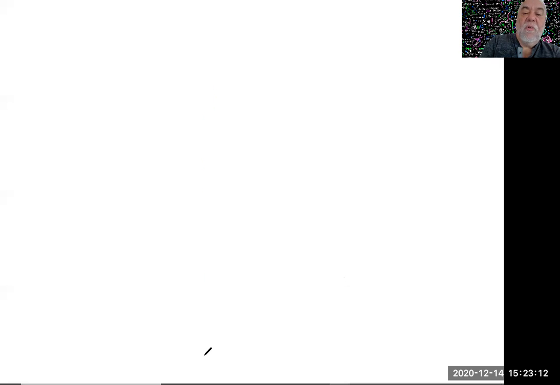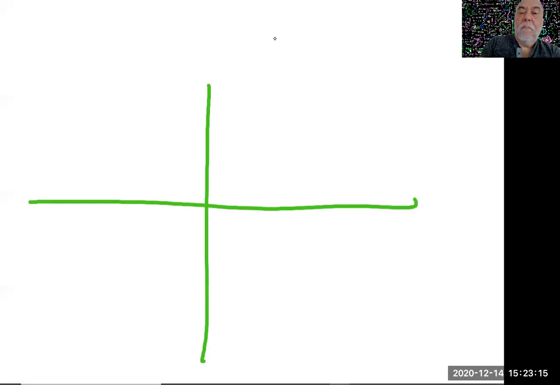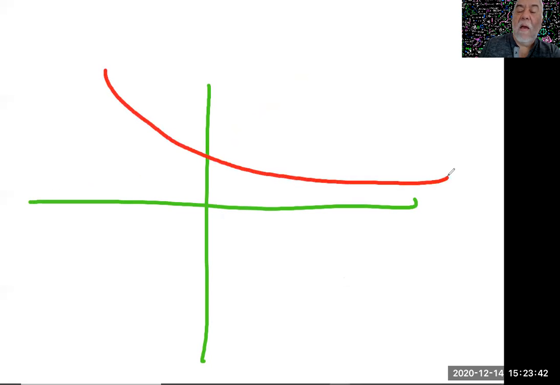So let's just do a quick review here. Is that exponential growth or decay? It's growth, because it goes up. As x goes big, y goes big. Okay, so as x goes up, y goes up. How about that one? Growth or decay? That's decay, because as x goes up, y is going down. See, as x goes up in value, y is going down in value.